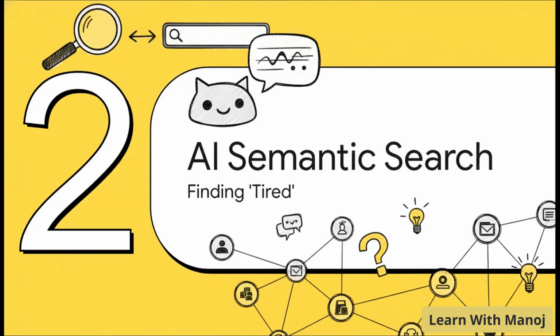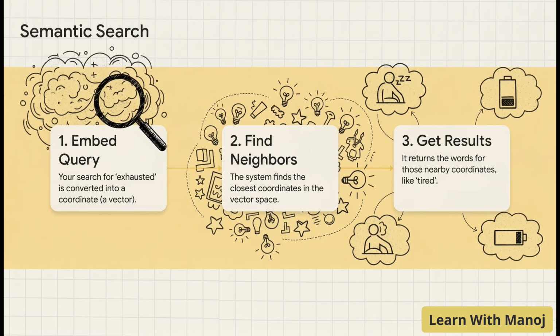But how does this actually show up in the real world? Let's get practical and talk about something you probably use every single day, like a search engine. So say you're feeling really wiped out, and you search for the word exhausted. What's happening behind the scenes? Well, it's pretty simple. First, the system finds the GPS coordinates for exhausted on its map. Then it just looks around for the closest neighbors. And what does it find right next door? The word tired. So it shows you that result. See? It's not just matching letters, it's actually matching meaning.